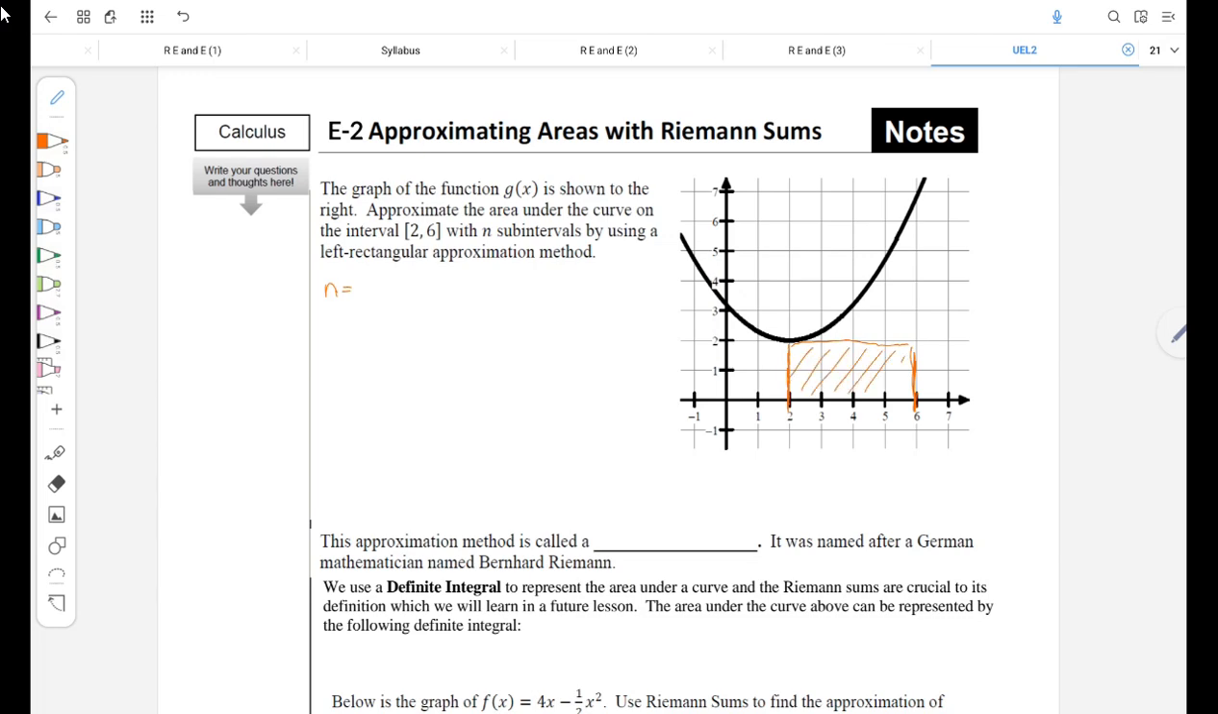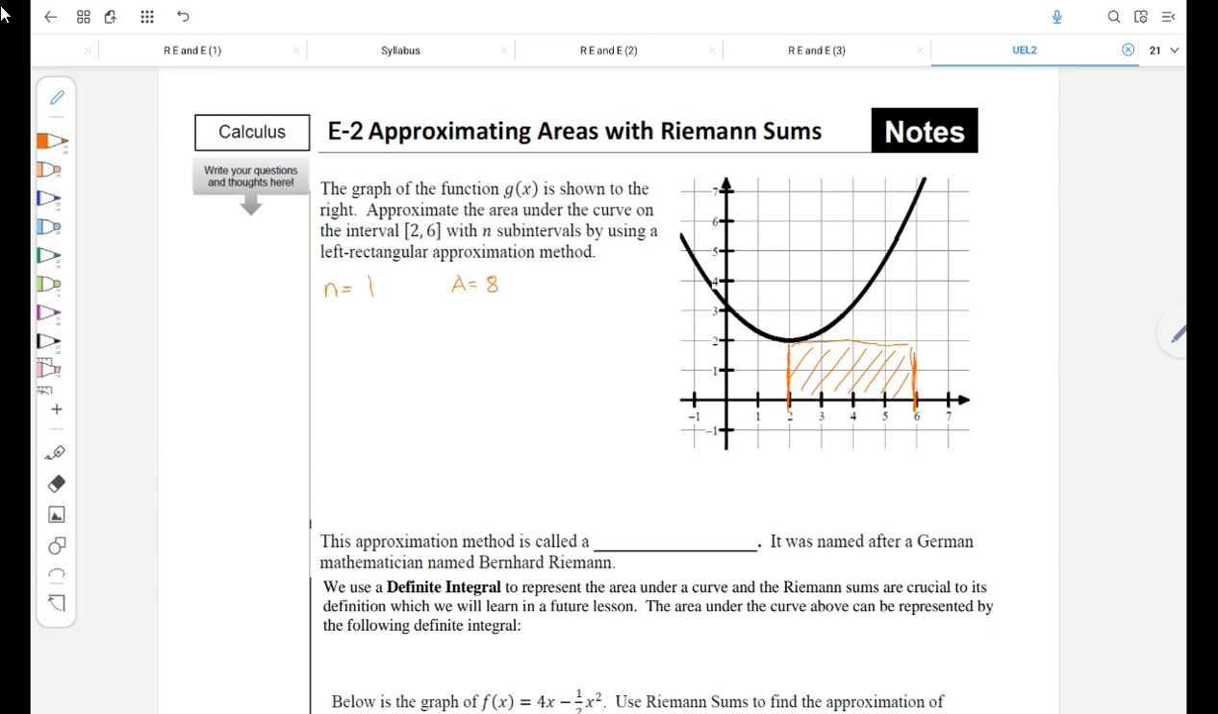So if I was doing n equals 1, only one rectangle, I would approximate the area under that curve as 8. Let me make sure I had the right set of things there, because that's a 2 by 4 rectangle. So when n equals 1, the area is about 8. Is that a good approximation? Probably not. We know it's definitely bigger than 8.